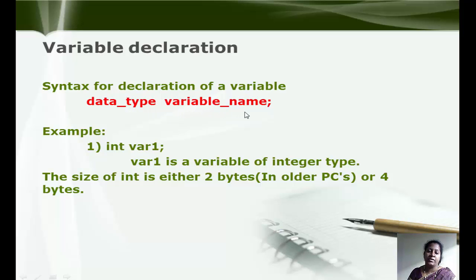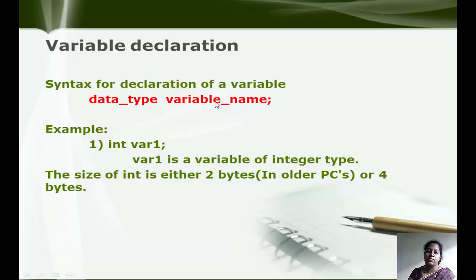When you name a variable, you'll have to follow certain conditions. The first rule is that any variable name should start with an alphabet. A variable name cannot begin with a number. And no special characters are allowed. Special characters like a dot, a comma, a semicolon are not allowed in a variable name. The only special character that is allowed is an underscore. These are the rules for naming any variable.